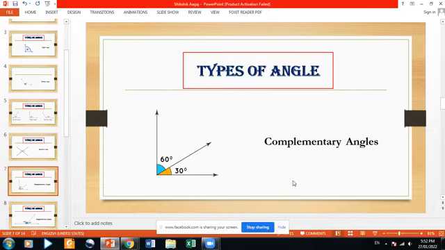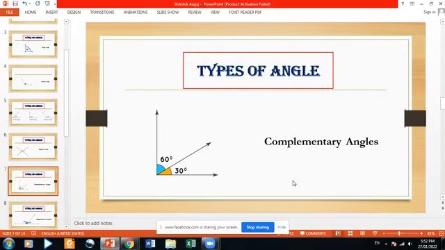If one angle is 45 degrees and another angle is also 45 degrees, if we add their measurements, they will be 90 degrees. If one angle is 65 degrees and another is 25 degrees and we add their measurements, the sum will be 90 degrees. Such pairs are known as complementary angles. I want to emphasize again that when there are two complementary angles, the sum of their measurements is 90 degrees.